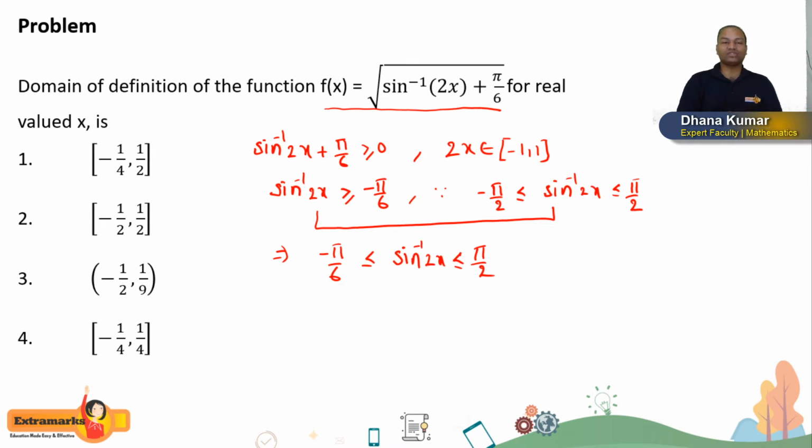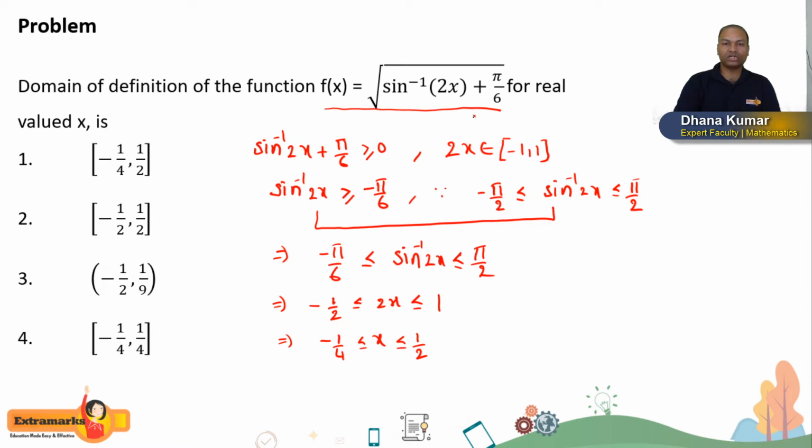Clear? Next, apply sine on both sides. Sine of minus pi by 6: sine of minus theta is minus sine theta, so that is minus sine pi by 6. Pi by 6 means 30 degrees, sine 30 is 1 by 2. So minus 1 by 2 is less than or equal to sine of sine inverse 2x, that is 2x, which is less than or equal to sine pi by 2, which is 1. So actually we want x. Dividing both sides by 2, minus 1 by 4 is less than or equal to x, which is less than or equal to 1 by 2.